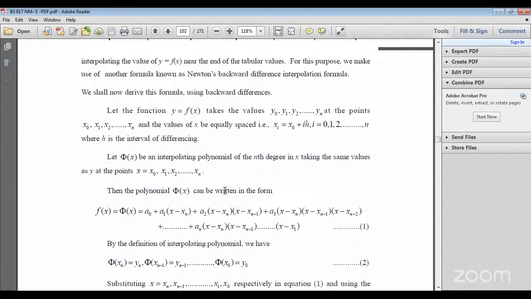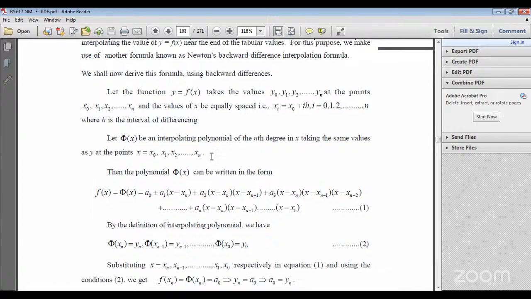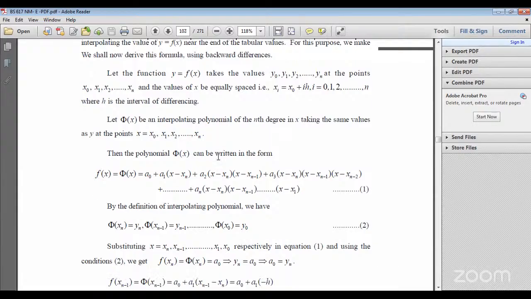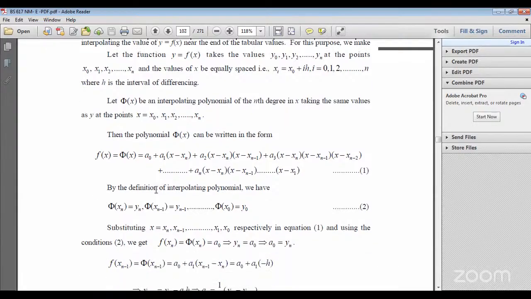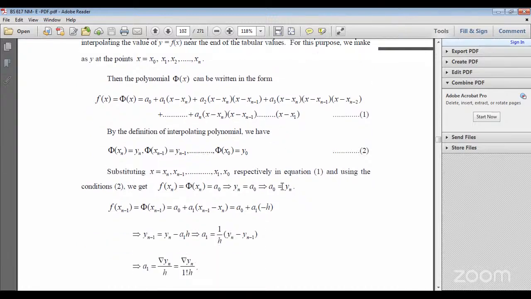Let the function y is equal to f of x, the values y0, y1, y2, y3, and so on, yn at the points x0, x1, x2, and so on, xn, where the values of x are equally spaced, xi is x0 plus ih, i is equal to 0, 1, 2, n, which are the intervals. With phi of x the interpolating polynomial, the x has the same values x0, x1, x2, and so on, xn. Then the polynomial phi of x can be written in the form of a0 plus a1 (x minus xn), a2 (x minus xn)(x minus xn minus 1), a3 (x minus xn)(x minus xn minus 1)(x minus xn minus 2), a4 (x minus xn)(x minus xn minus 1)(x minus xn minus 2)(x minus xn minus 3).